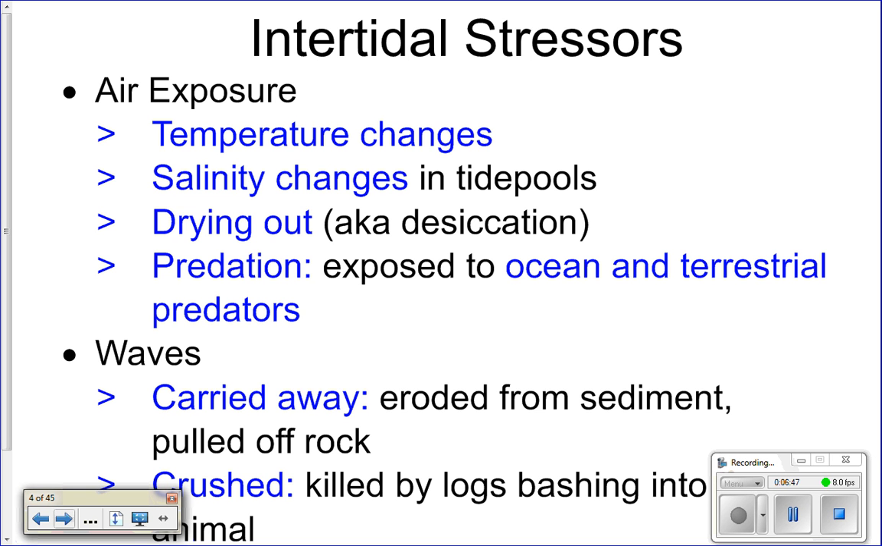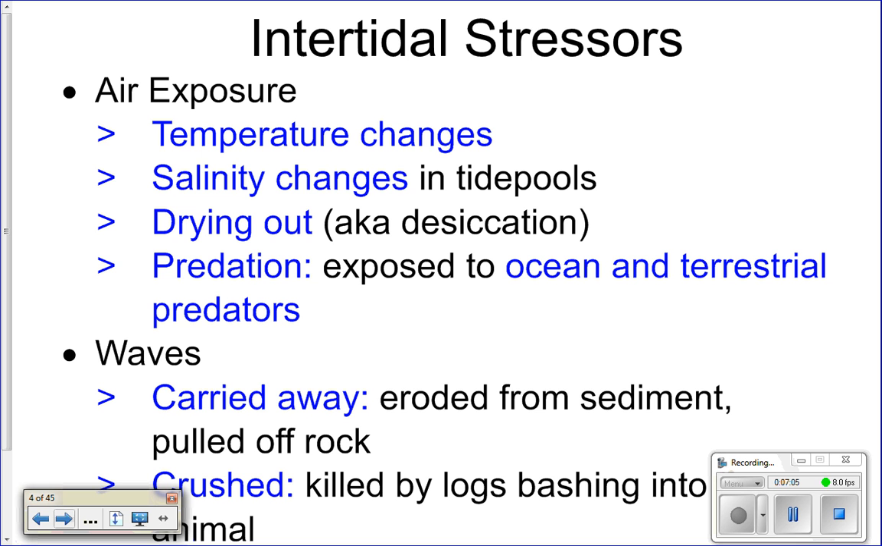Drying out, okay, aka desiccation. You will hear this term, desiccation, for the rest of the semester. Please know what it means. If you ask me on your test, what does desiccation mean? I'll be like, I can't tell you. You should know that. Okay, so desiccation means drying out.